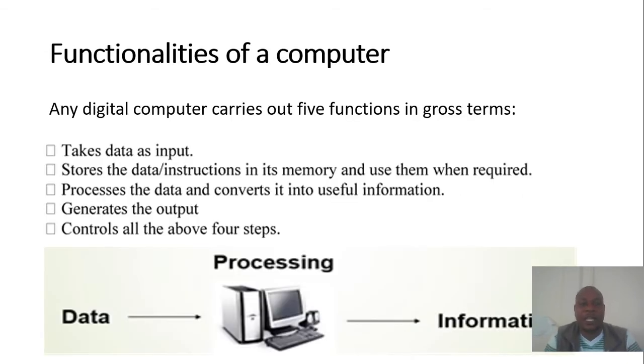Now let's move on to functionalities of a computer. Any digital computer carries out 5 major functions. Number 1, it takes input. After taking the input, it stores the instructions in the memory and uses them when required. Thirdly, it processes the data to convert it to information. Then it generates output as a result. Then it also controls all the above 4 processes. So from the picture there, you can see the data coming into the computer, processing happening within the computer system, and then you get information as the output.